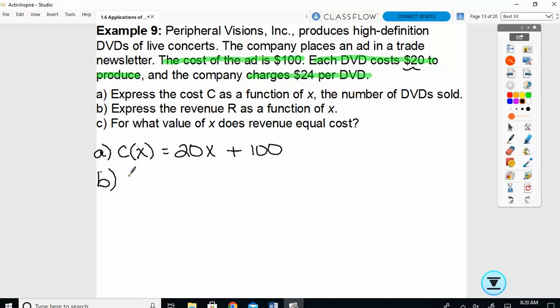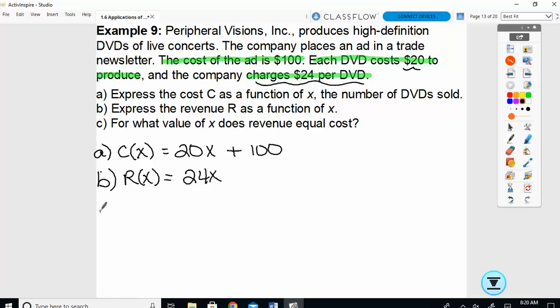Okay, B, express the revenue as a function of x. What is revenue? How much you're making. So how do they make money? $24 per DVD. So what would I write? 24x. They get the 24 every time. Do they have any one-time thing they're collecting? No, nobody donated $50 to them or anything, so that is their revenue. The only way they make money is by selling a DVD.